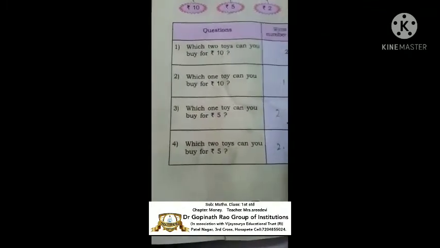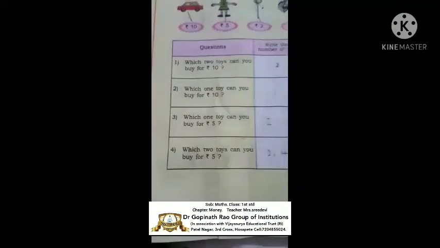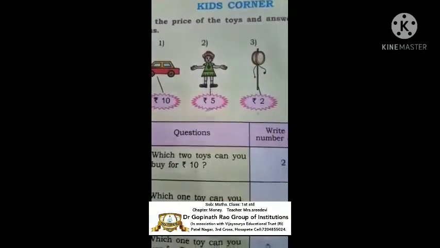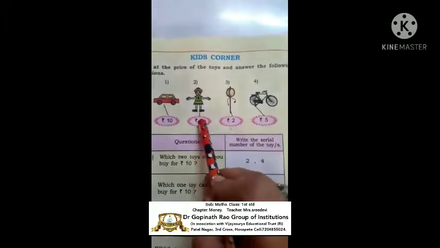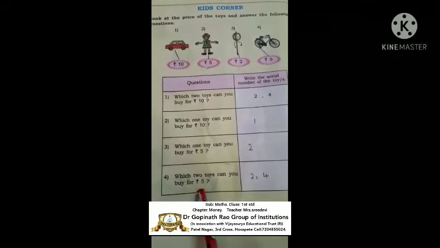Next. Which two toys can you buy for rupees 5? Say I want to buy two toys of rupees 5. See, here is rupees 5 and here is rupees 5. So both the doll and the cycle, I can buy with rupees 5.